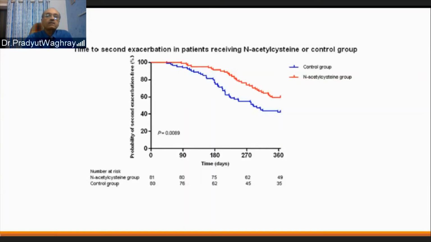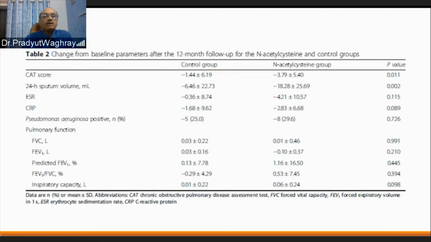Coming to the time to second exacerbation, in patients receiving N-acetylcysteine when compared to the control group, it was also found to be significantly better in the NAC group. And then the parameters were studied at the end of the 12th month from baseline, both for the control as well as the NAC group.